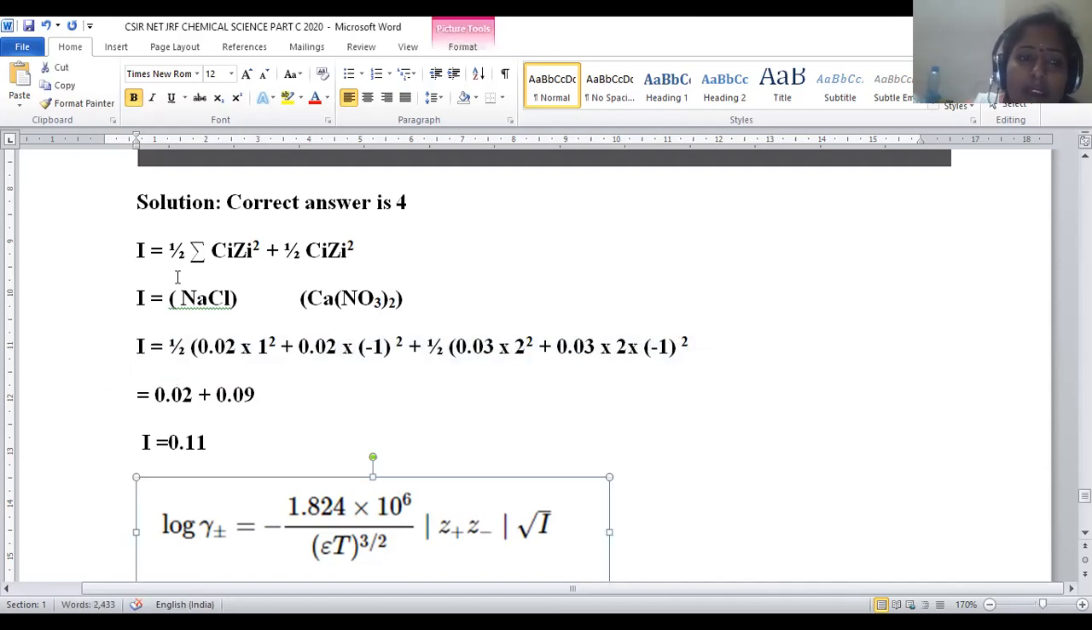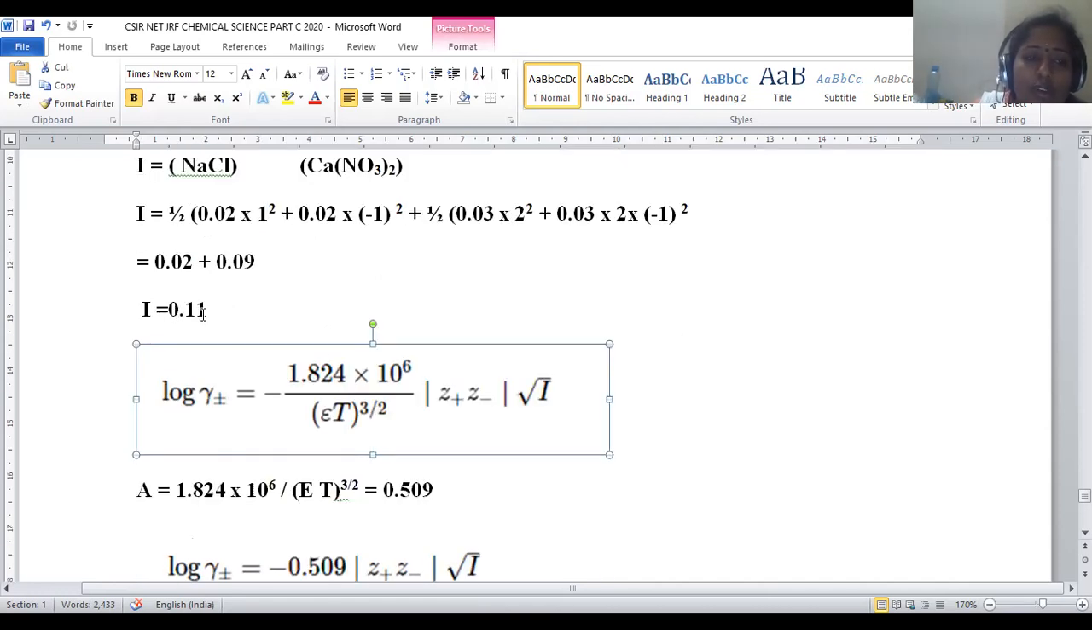The empirical formula will be half into sigma CiZi square plus half into CiZi square. So two salts are provided. That's why this is employed for sodium chloride and this is employed for calcium nitrate. We substituted concentration and charge terms within the equation. After getting calculated, it will be converted into I is equal to 0.11. Ionic strength is calculated as 0.11.